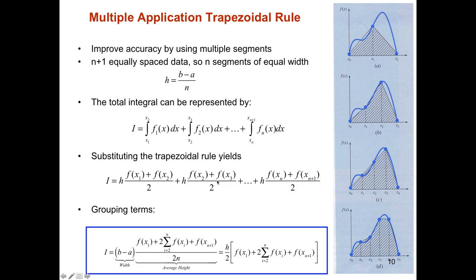So when I sum this up, I'm actually going to get a formula. All of these f of x2 repeats, f of x3 repeats, all of the points other than the end points repeat, so your sum really looks like this. These are my end points, and these are all of the midpoints, times h over 2. And if you type in what h is, b minus a divided by n, then you can replace h like here.